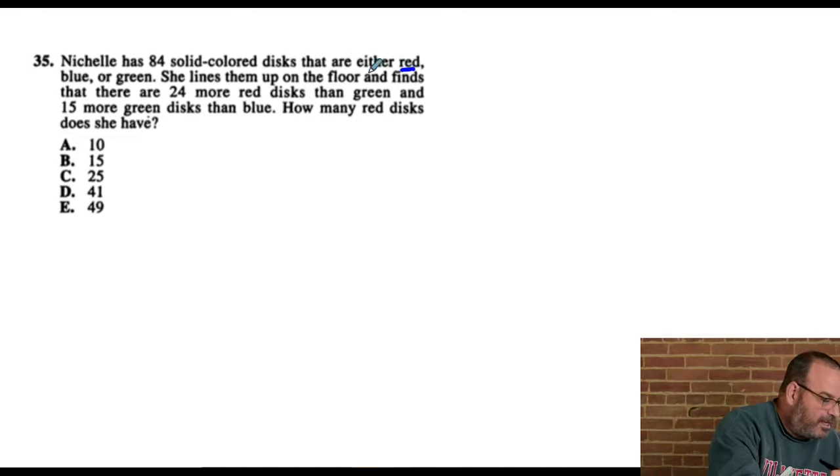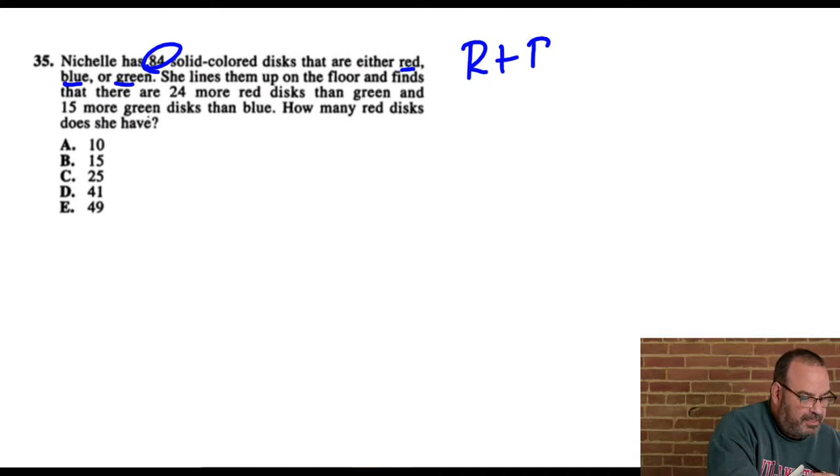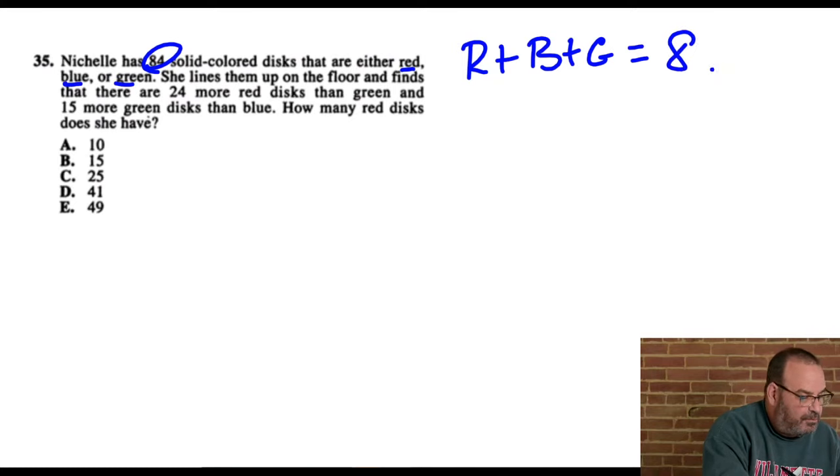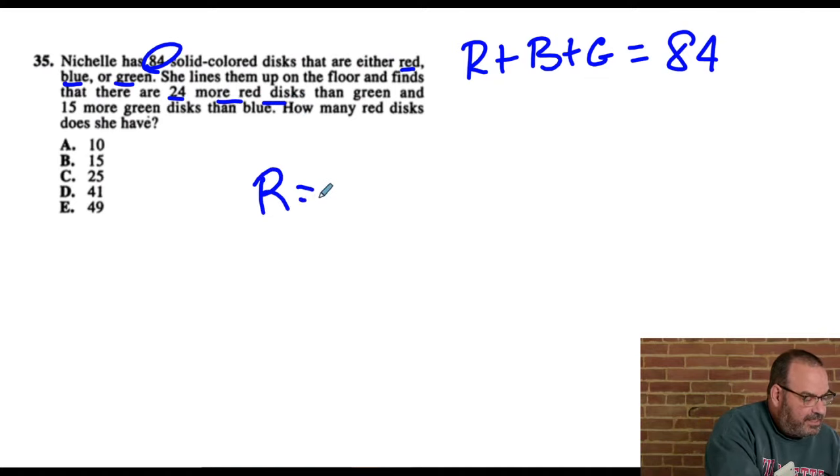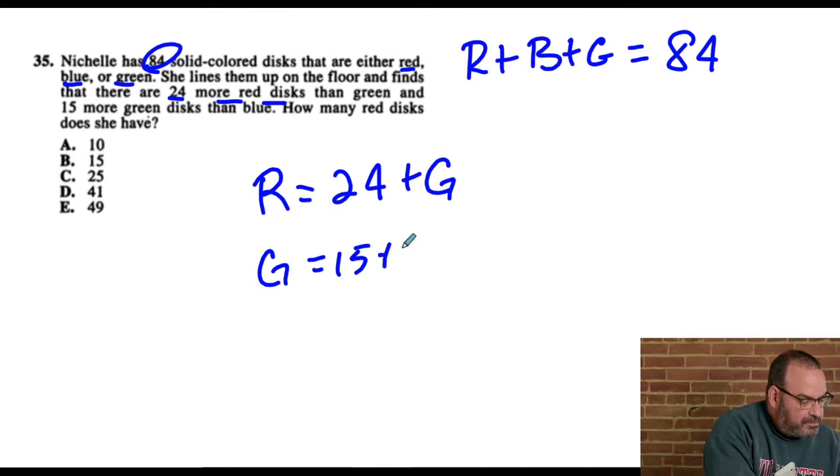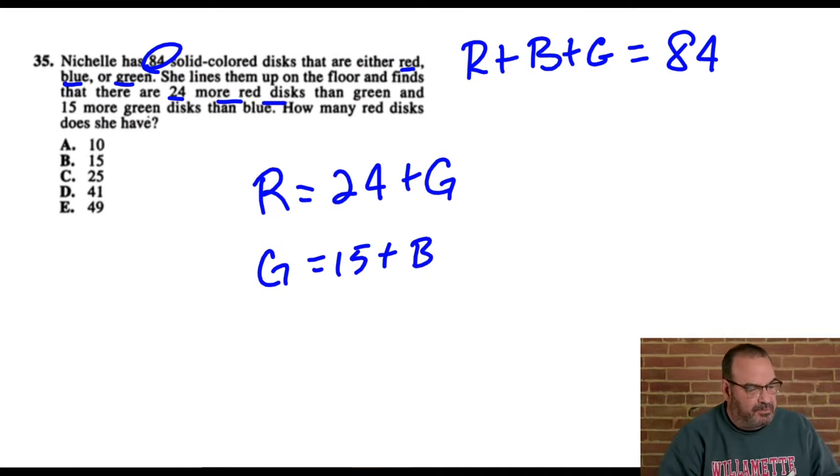Okay, so red, blue, and green. She has 84. So R plus B plus G, Ruth Bader Ginsburg, equals 84. Let's do this 24 more. So there is 24 more red. So red is equal to 24 plus green. And green is equal to 15 plus blue. We have to do a lot of substitution here.